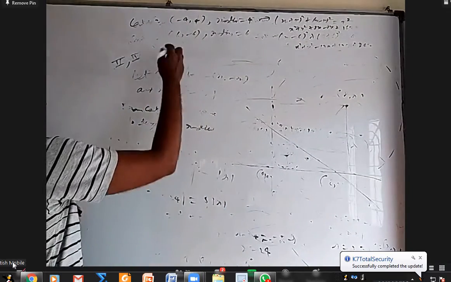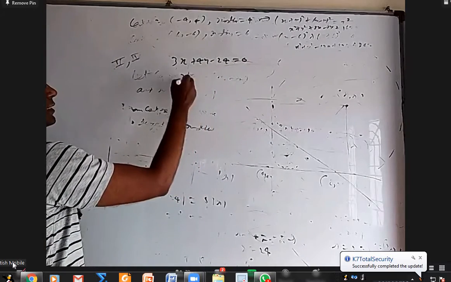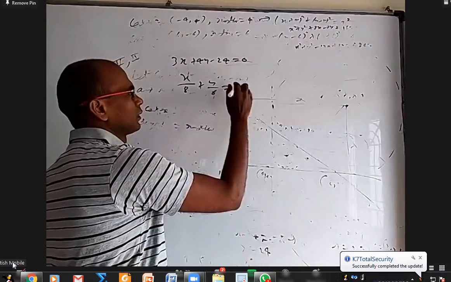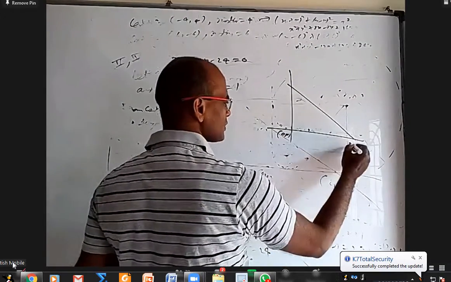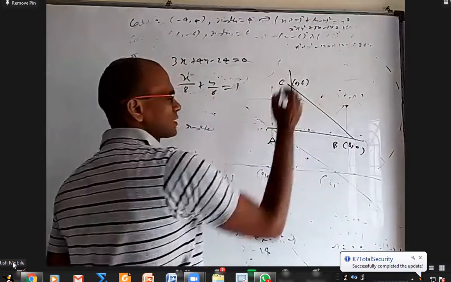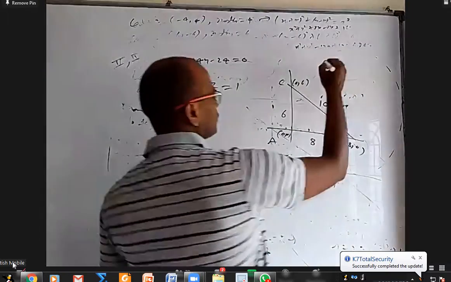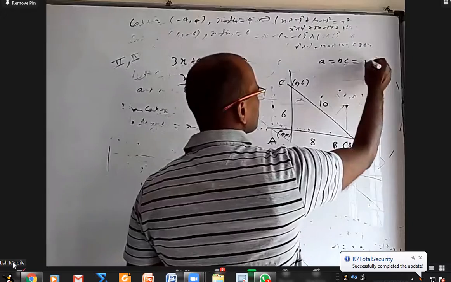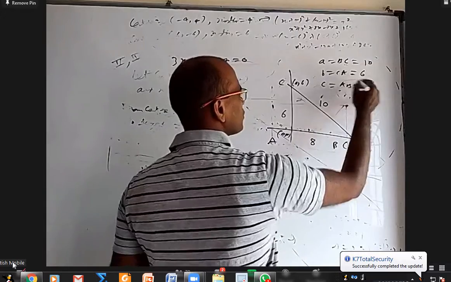Okay, so basically in our question, the line is 3x plus 4y minus 24 equal to 0. If you convert it to intercept form, it becomes x by 8 plus y by 6 equal to 1, sorry. So it is a triangle like this, where this is 0, 0, this is 8, 0, this is 0, 6. I can call this A, this B, this C. Then this will be 8, this will be 6, this will be 10. So, in properties of triangle, a equal to BC is 10, b equal to CA is 6, c equal to AB equal to 8.